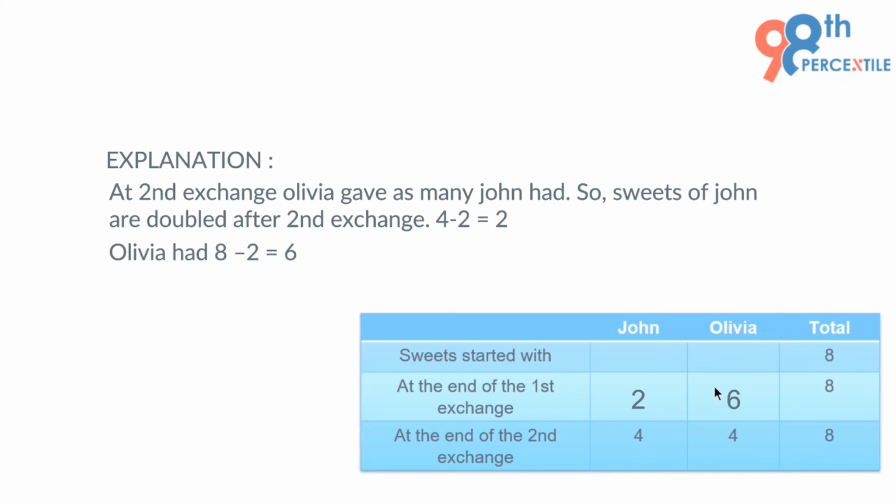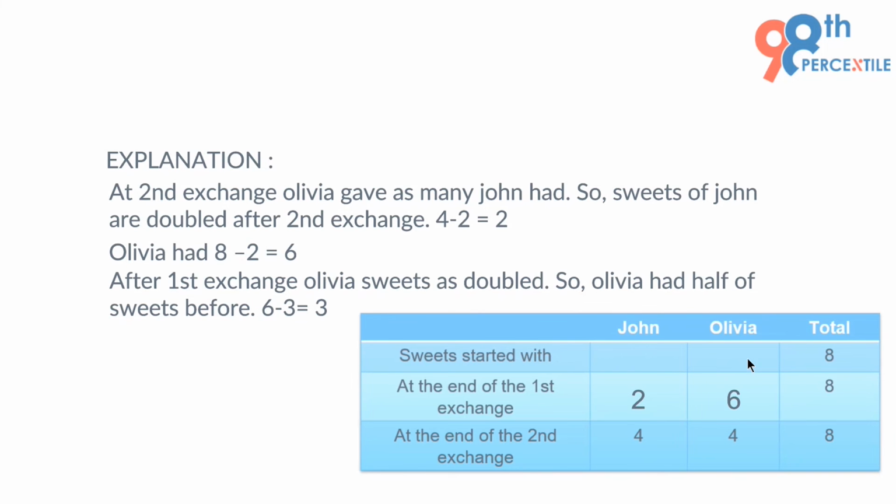And we also have the information that John gave Olivia as many sweets as he had. So the number of sweets of Olivia have doubled after the first exchange. So we can also cut it by half and that will be 3.